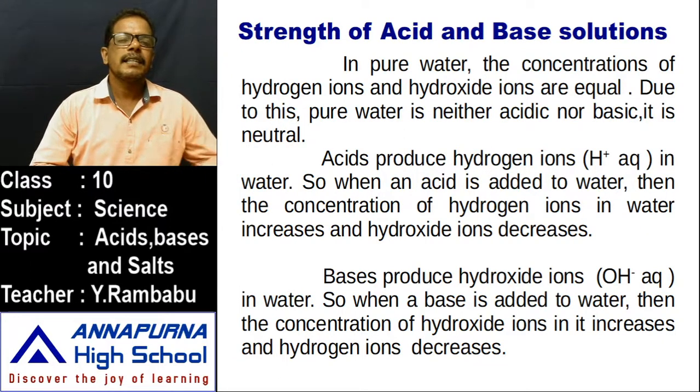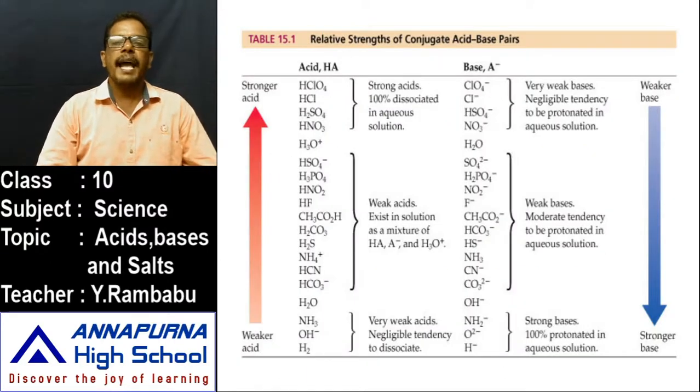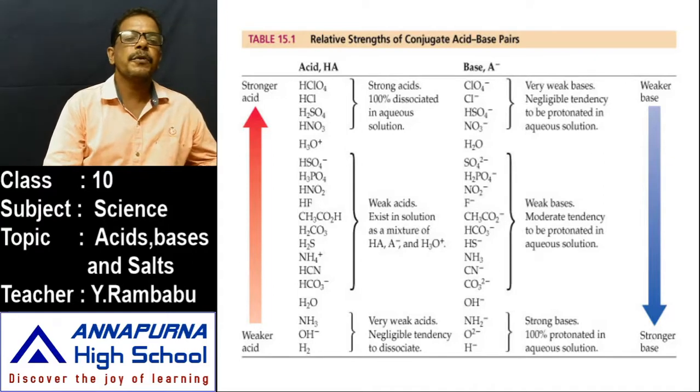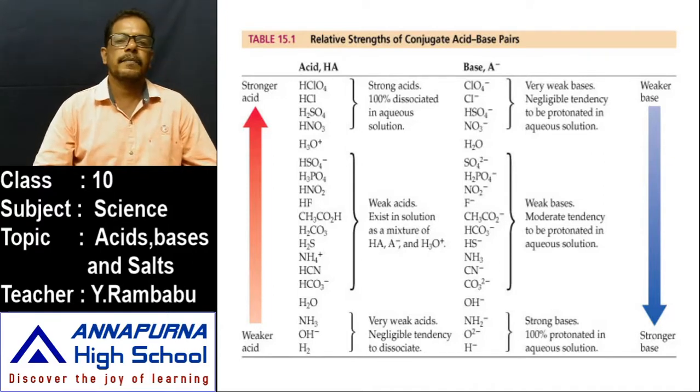That means the strength of an acid or base is determined by the concentration of H+ ions, that is, the number of H+ ions present in a solution. Let us observe this table to determine the strength of an acid or base. Here on the left side are acids, and on the right side are bases. Acids produce positive ions, H+ ions. Bases produce negative ions.